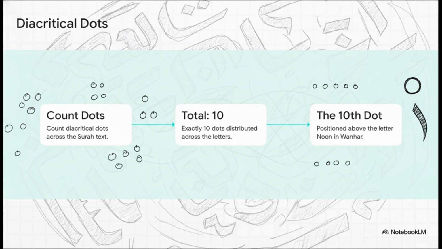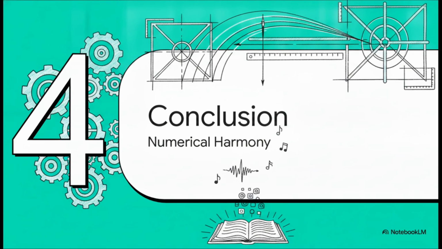And finally, we reach the climax of the zoom-in sequence at the absolute microscopic level of the physical text, the diacritical dots. In written Arabic, dots are used above or below certain letter shapes just to distinguish them from one another. Our source material highlights a meticulously precise count of these dots across the entire text of the surah. If you count every single dot used, the total is exactly 10. But wait, it doesn't stop there. The final, 10th dot lands precisely on the letter Nun in the word Wanhar itself, that totally unique word commanding the sacrifice. Section 4. A calculated conclusion.